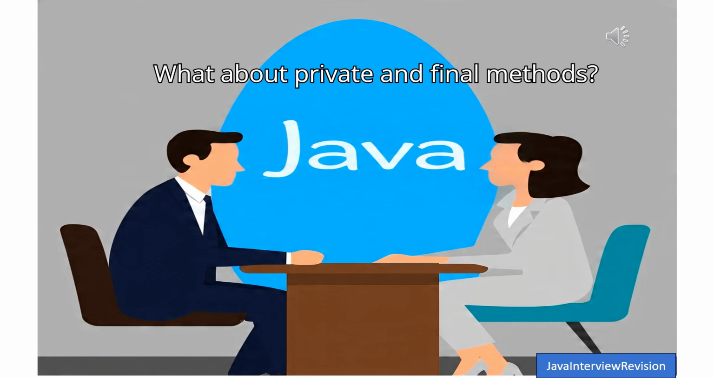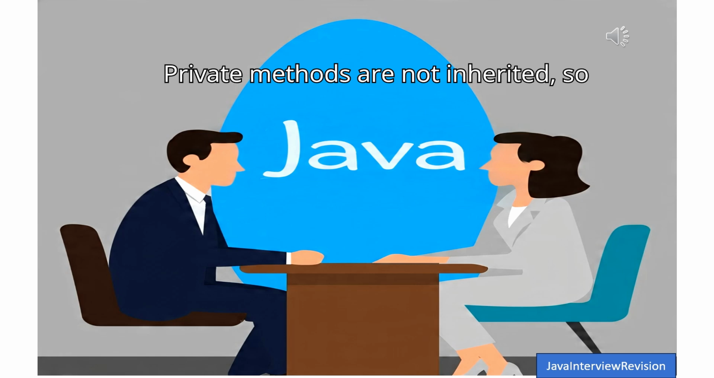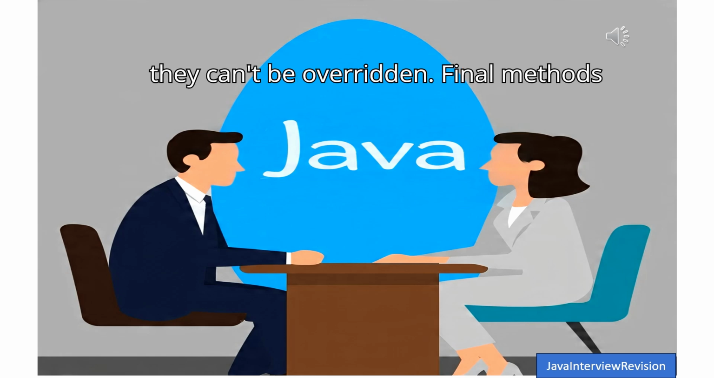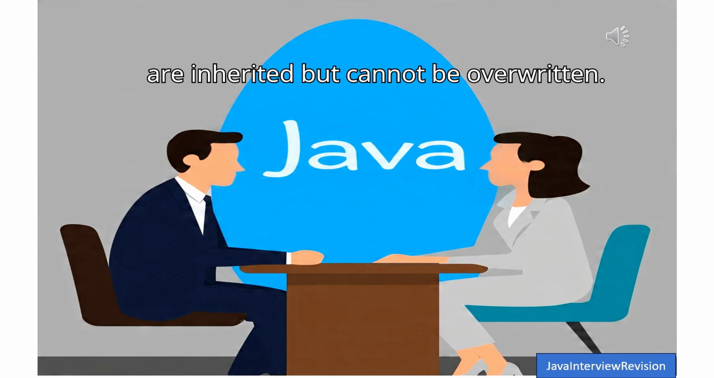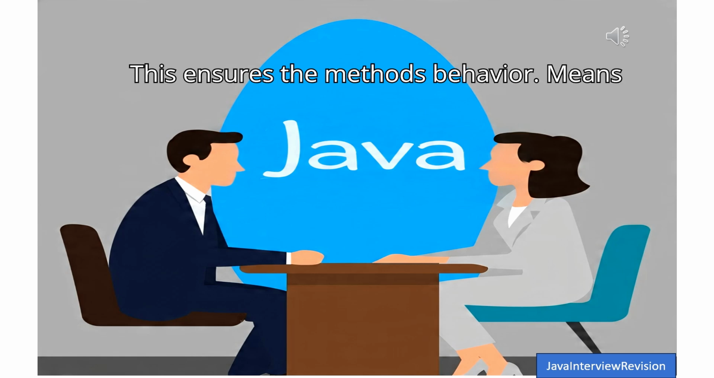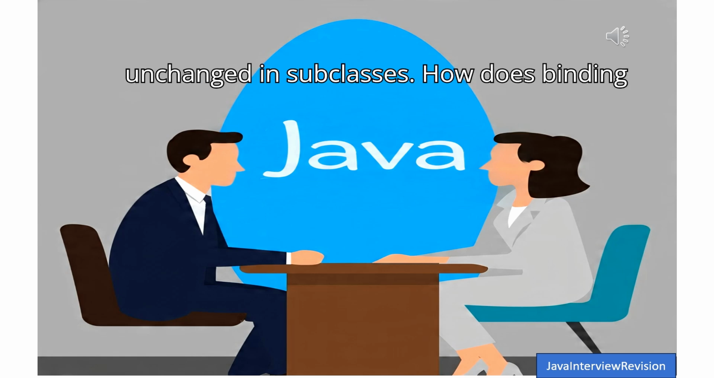What about private and final methods? Private methods are not inherited, so they can't be overridden. Final methods are inherited but cannot be overridden. This ensures the method's behavior remains unchanged in subclasses.